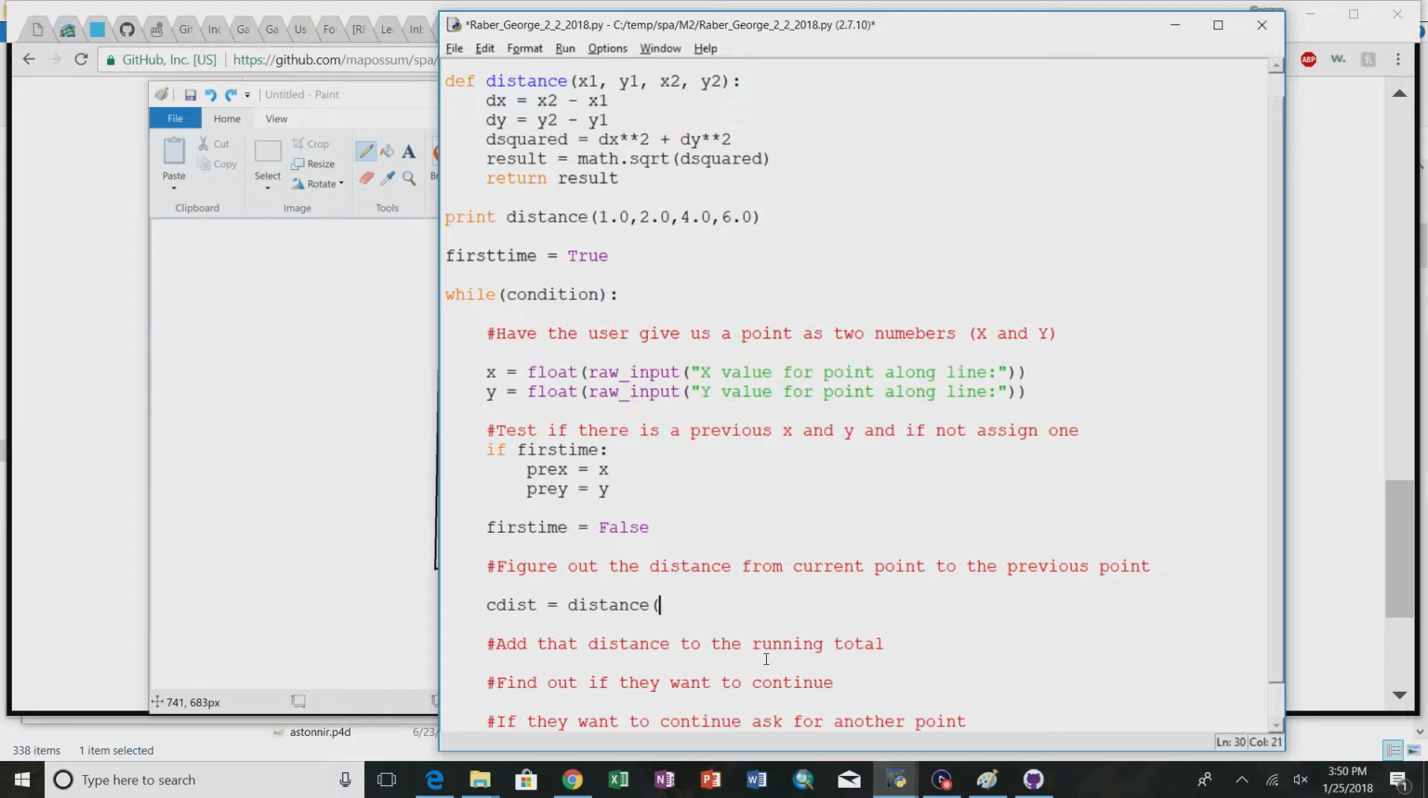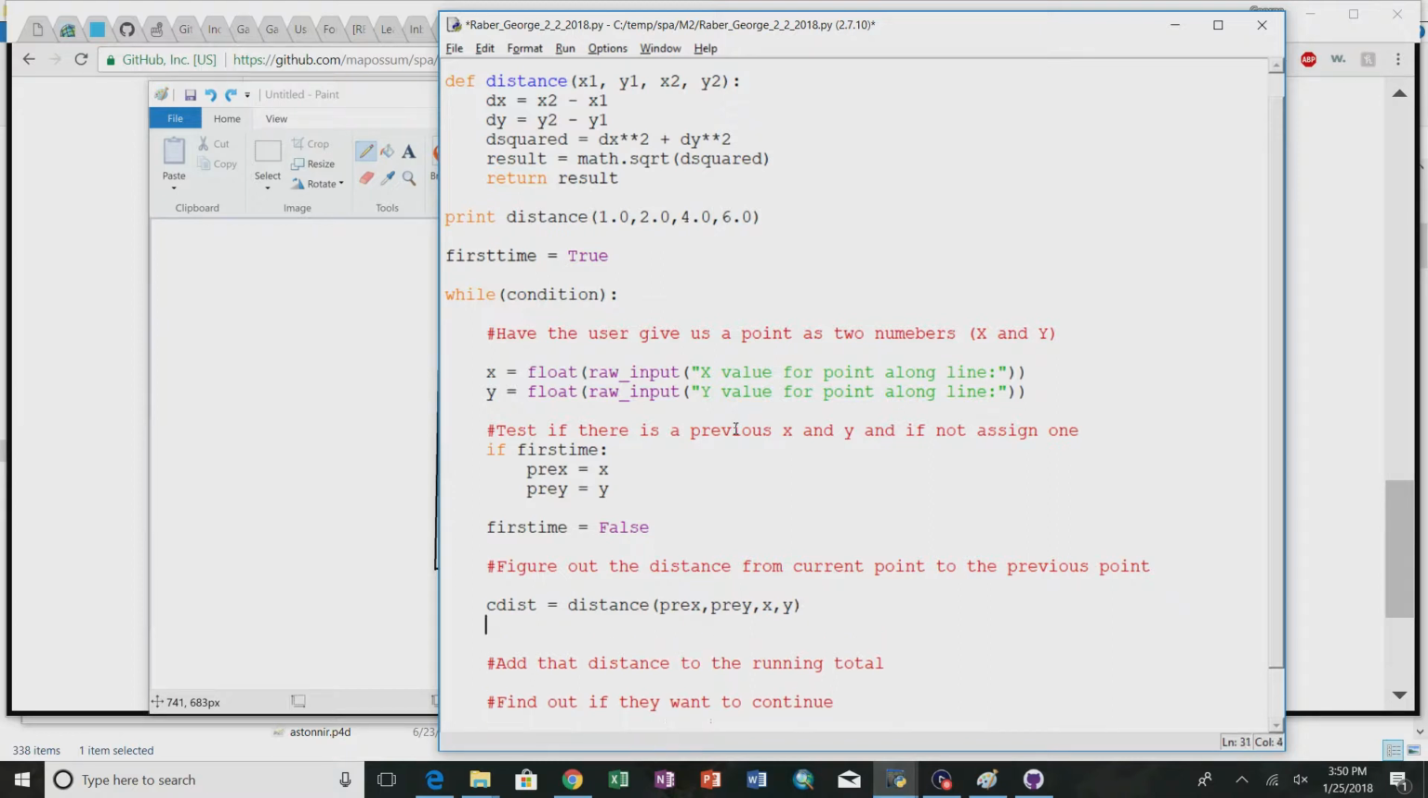So let's say pre-x, pre-y, which looks like pre, x comma y. Okay? So cdist is going to equal that, and I think it's a great idea to print that out, so the current distance will always be reported. I think that's a good idea to put a print statement there. So that's the distance from the current point to the previous point.